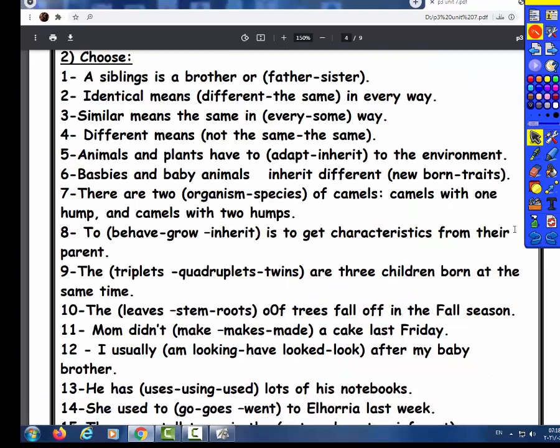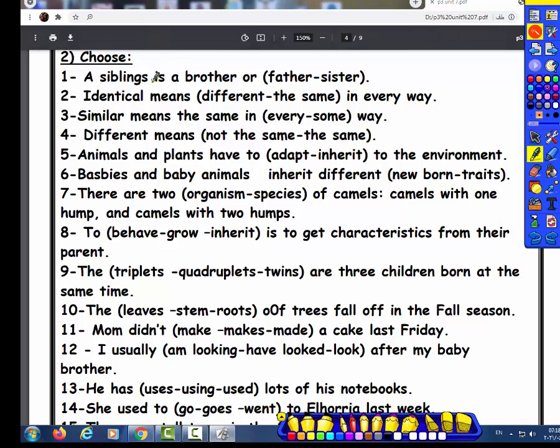The second question, choose. Number 1. A sibling is a brother or a sister. Number 2. Identical means different or the same in every way. Yes, identical means the same in every way.